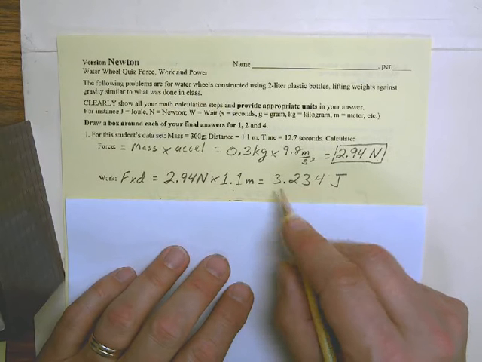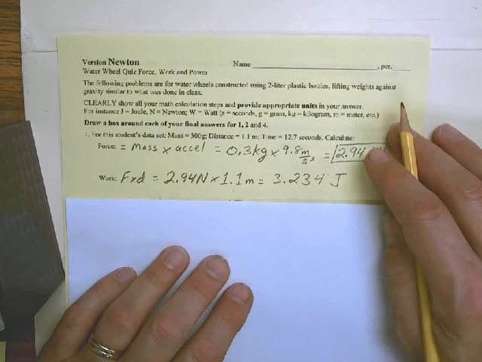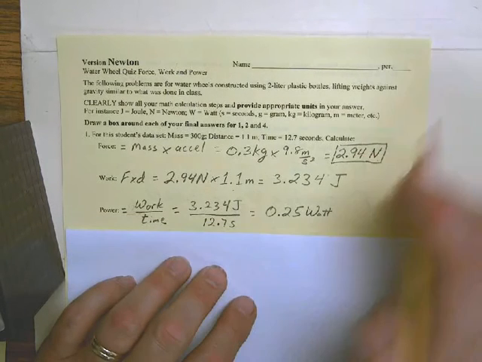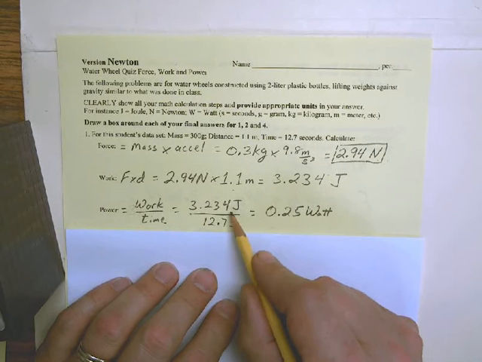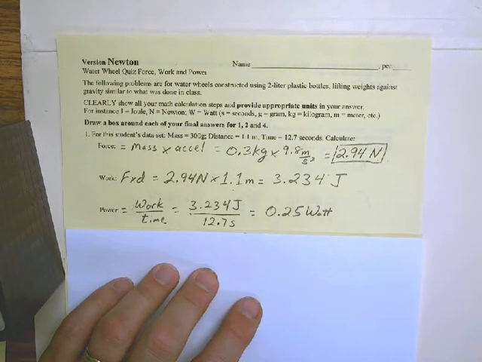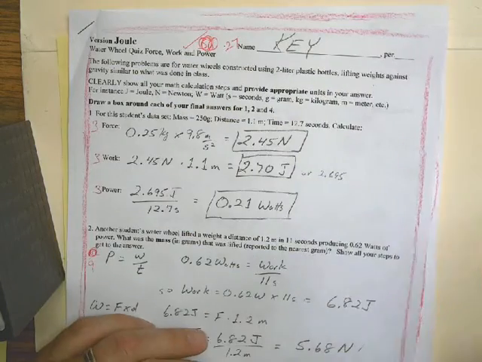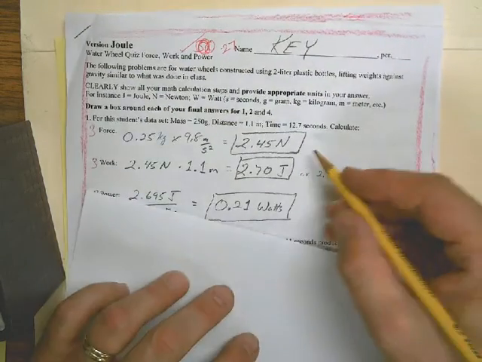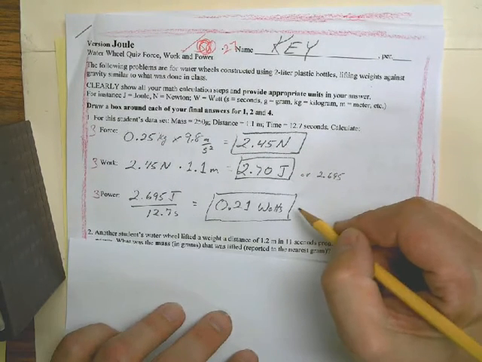You get 3.24 joules, which is also a Newton times a meter. Then the power, which is defined as work divided by time, you take the work, the 3.234 joules, divide it by 12.7 seconds, and you get 0.25 watts. Now, in the other version on the test, it's the same process, but you ended up with 2.45 newtons, 2.70 joules, and 0.21 watts.